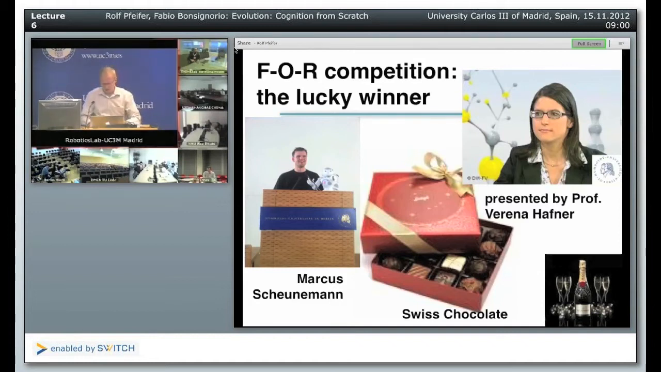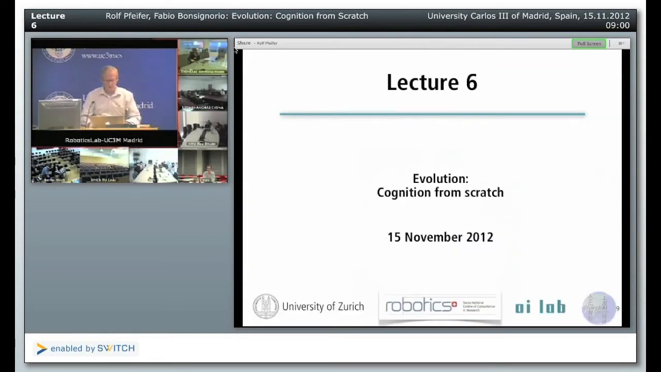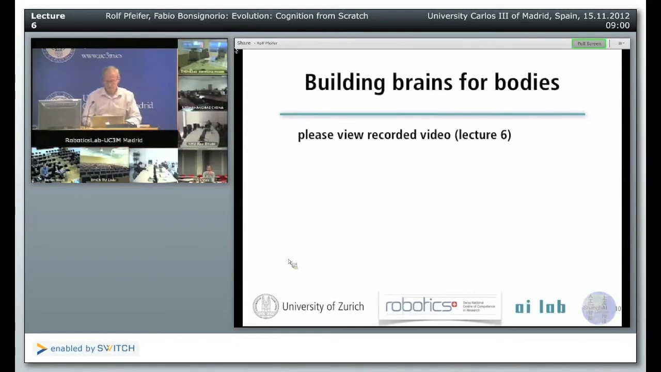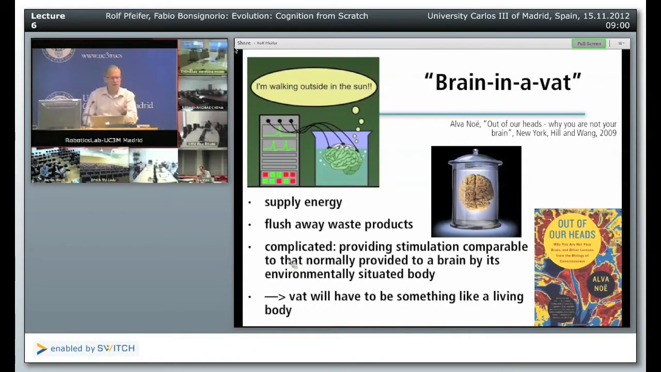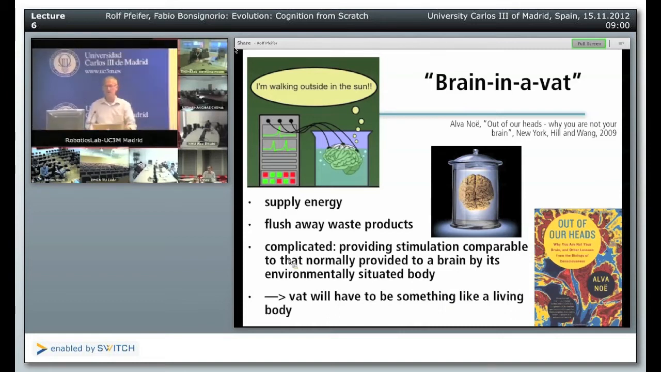Now we're back in Madrid, and so today it's going to be evolution, cognition from scratch. Last week, we didn't have a class, and you were asked to view the recorded video on building brains for bodies. And one of the issues that were discussed there is what's called the brain in a vat. So imagining that you have an isolated brain in a nutritious liquid, but it's not connected to a body. I think it's a philosophically very interesting problem, namely because our main topic in this lecture series is actually embodiment.